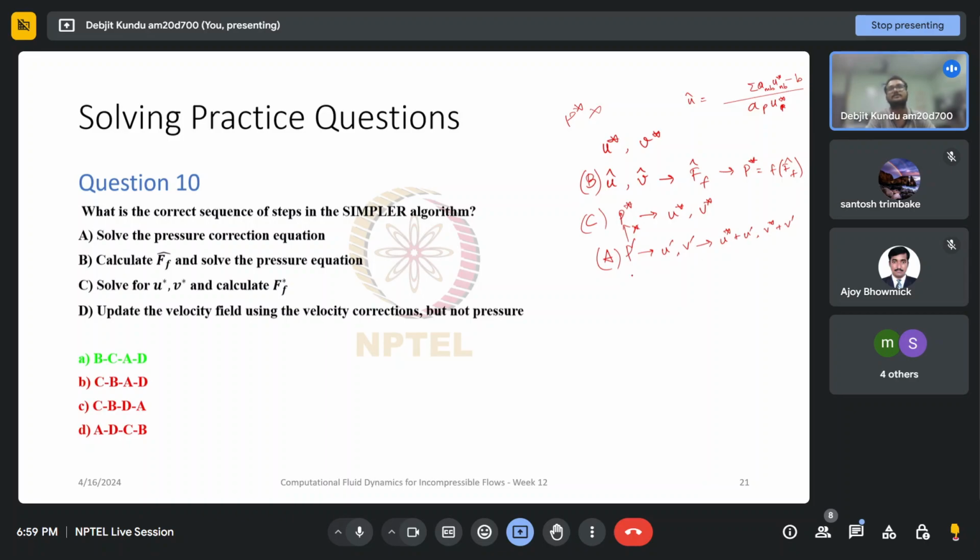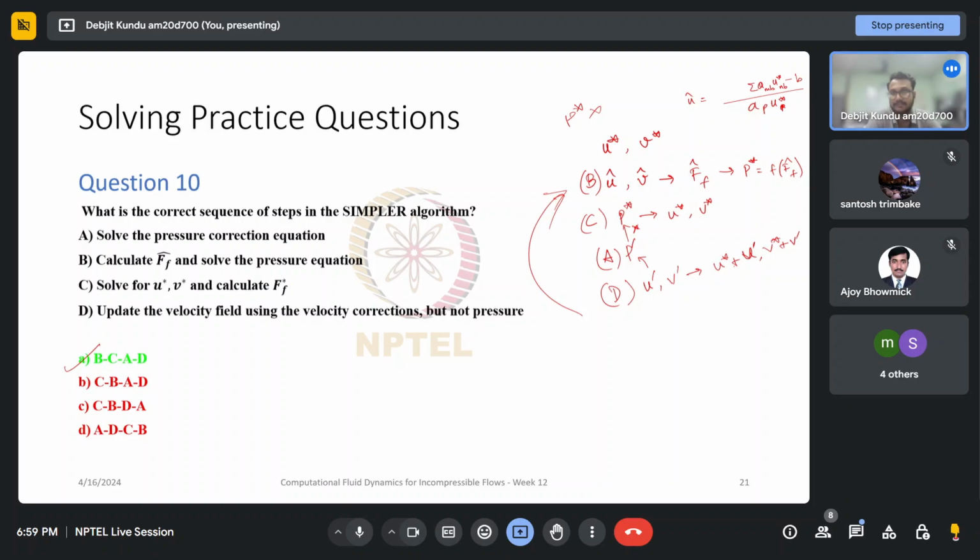Okay, so this next part would be option D. Once you have found out the pressure correction, we can find out the velocity corrections, which are functions of this pressure correction. Then we simply add them to the velocity field, which we already have. And then we check for convergence. If it's not converged, we will go back. So the correct sequence would be BCAD.